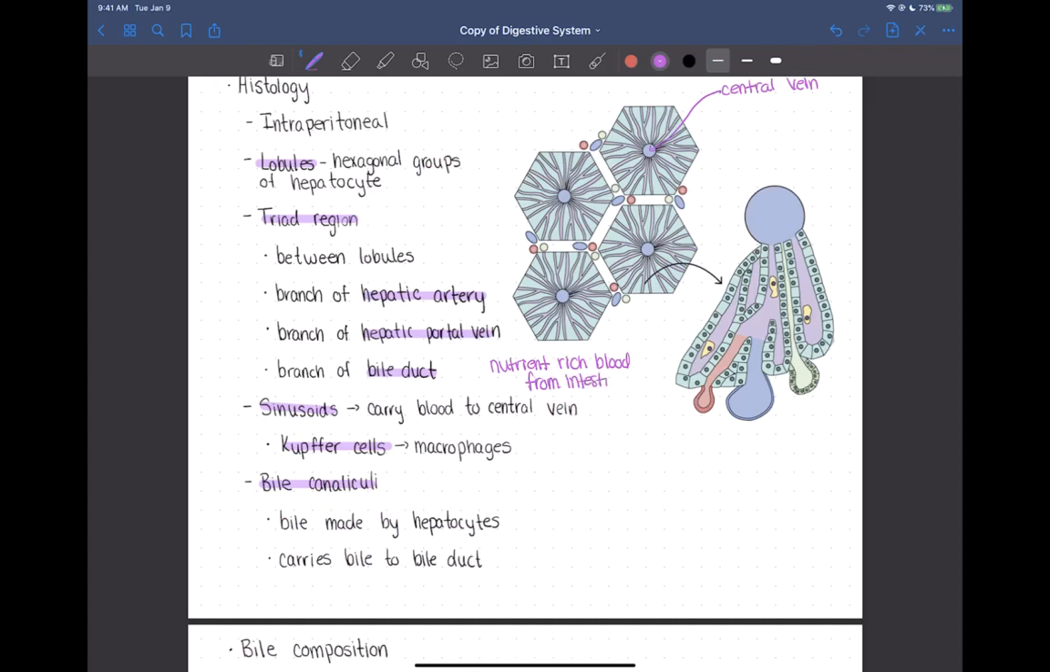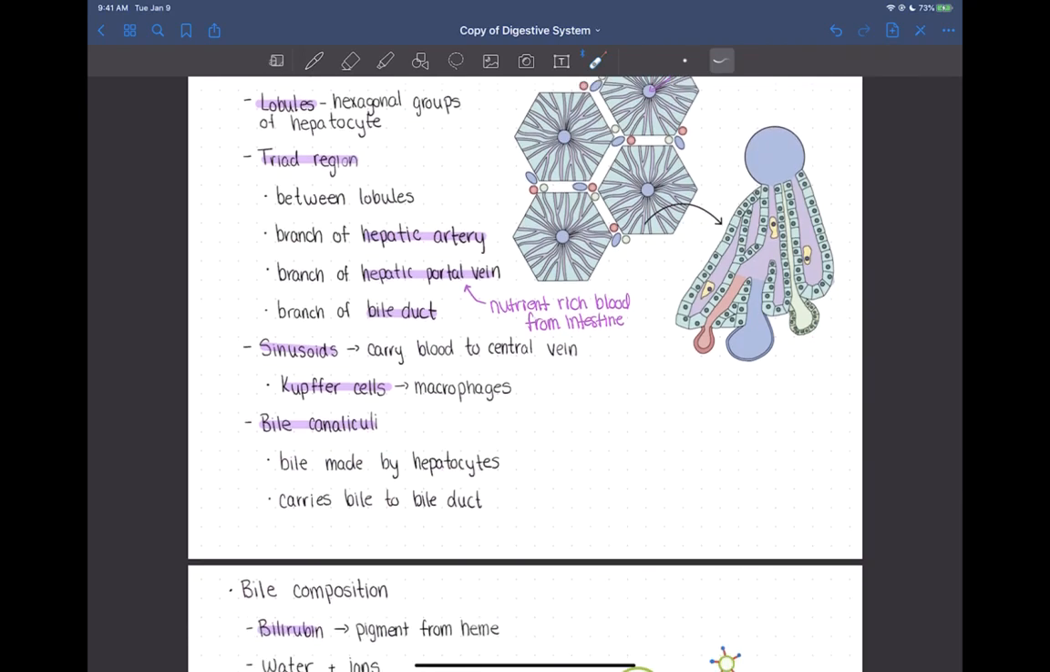And one of the jobs of the liver is going to be to process those nutrients. So if there's a lot of carbohydrates, it's going to take that and make glycogen, sort out the different things, store fats, and send the nutrients on to wherever they need to go. Right? And then the third structure is going to be a branch of the bile duct. We know one function of the liver is to make bile, and that bile is sent out of the liver through the bile duct.